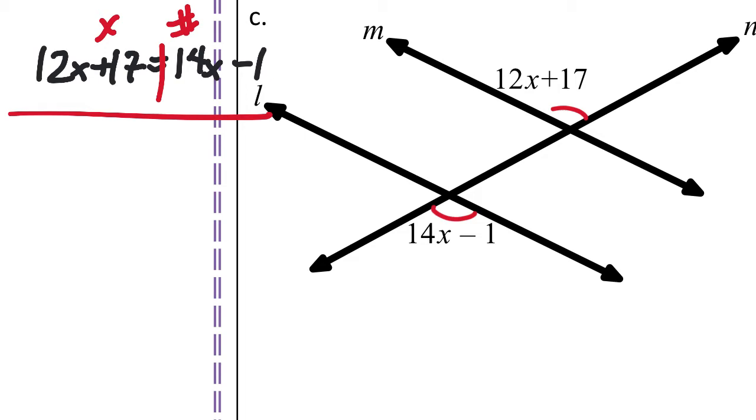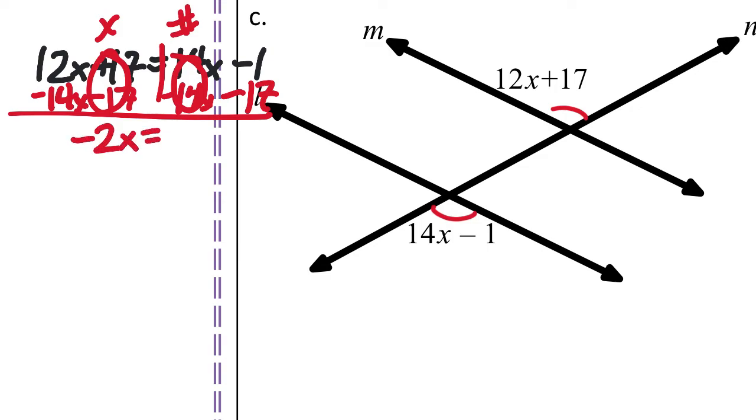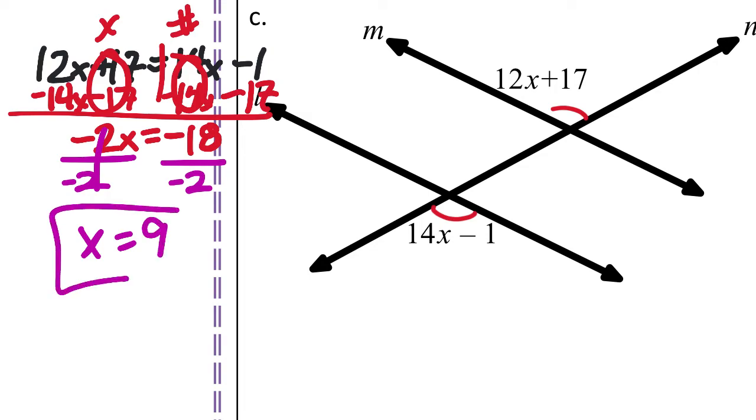But that means I'd have to zero out that positive 17, so we'll subtract 17 from both sides. And also I can zero out the 14x, so we'll subtract 14x from both sides. So that zeroes these two out, which is what we would want. 12x minus 14x's, that's negative 2x's, which equals negative 1 minus 17, that's negative 18. And then solving for x, I'd divide both sides by the coefficient of x, negative 2. That's 1x now. Negative 18 divided by negative 2 is positive 9. So I have the x value, and that's good.